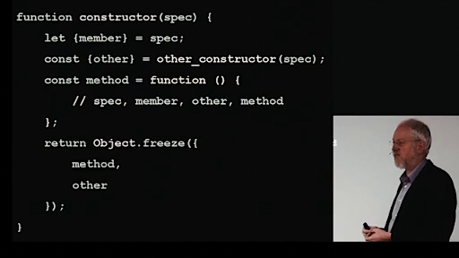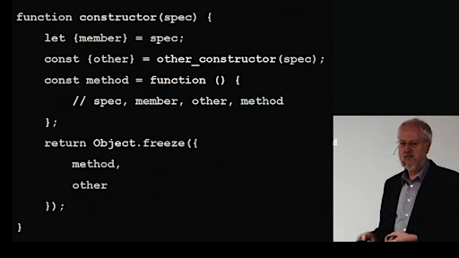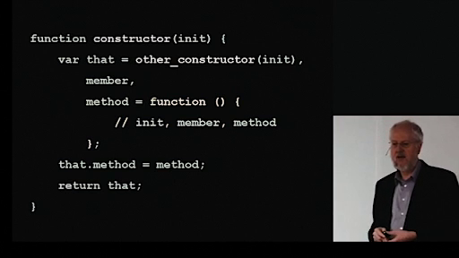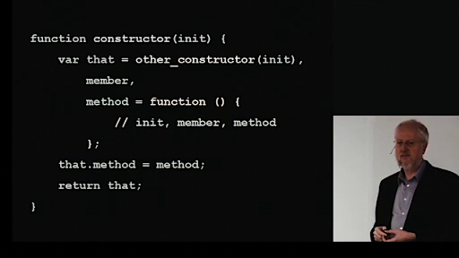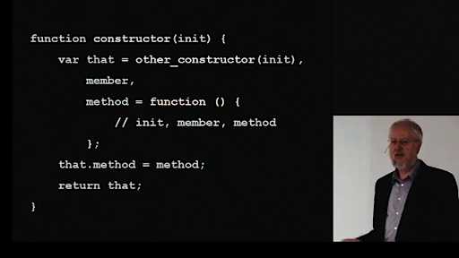Okay. Could you go back to the previous slide, please? And it could be 5, and it could be an object. It could be anything you want. It's anything you want to pass to a constructor.